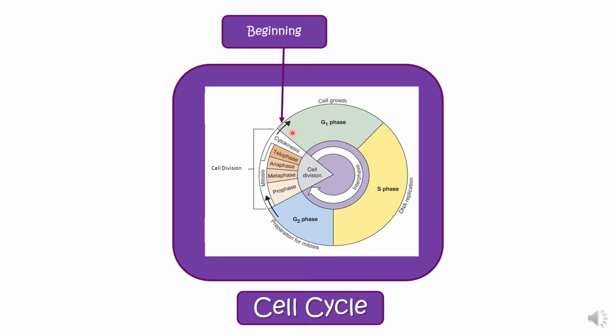That's where it starts. Now you can see also that we've got one phase, a second phase, and a third phase. These three phases make up interphase. Interphase is all of the time that a cell spends not in mitosis. So this section here is mitosis, which you should have come across in GCSE. These three phases are interphase.